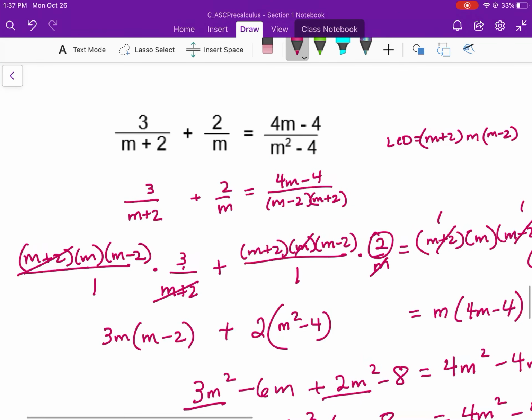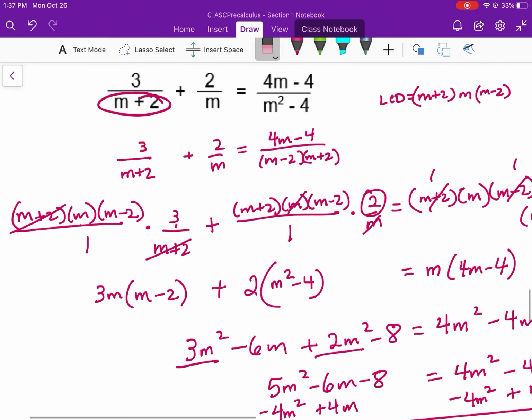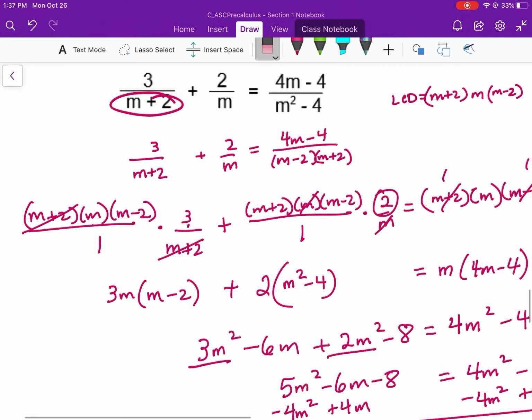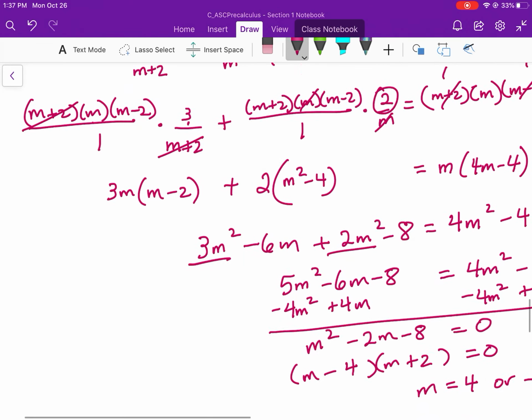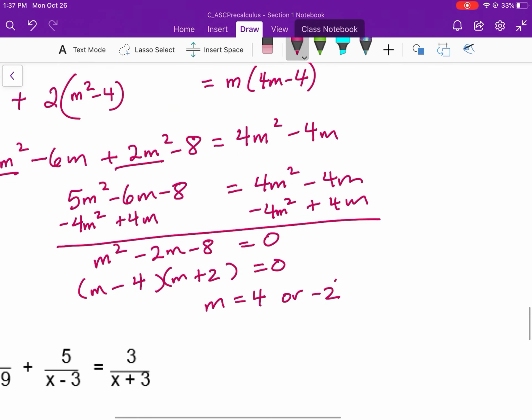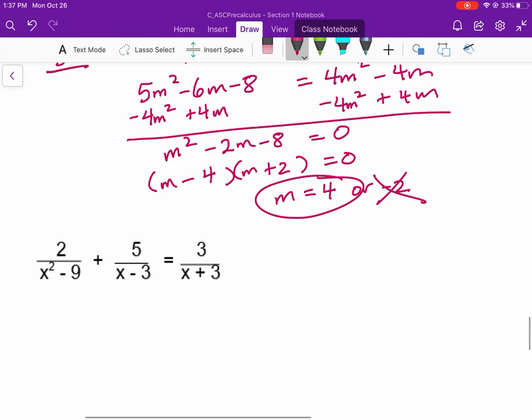The trouble with negative 2 is negative 2 makes my denominator 0. And I can't have a denominator of 0. So I'm going to throw away my negative 2 answer. So I throw away negative 2, and m is just 4. All right, there's another one there you can try.